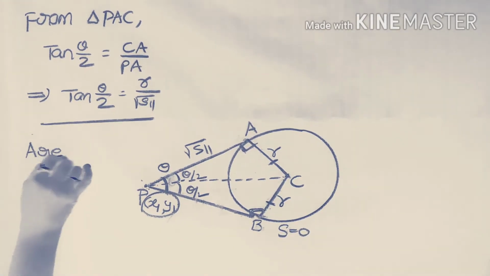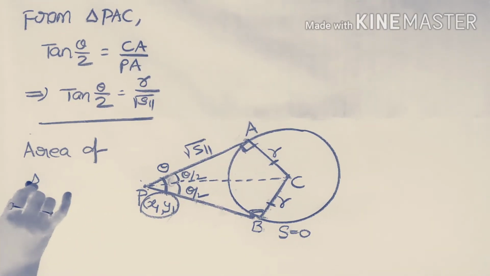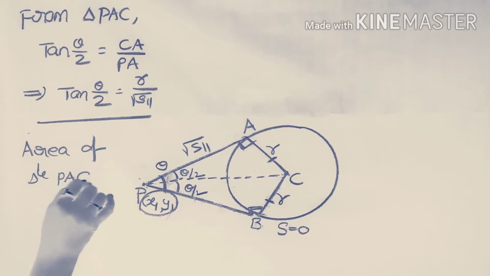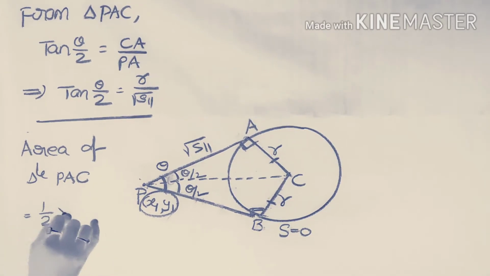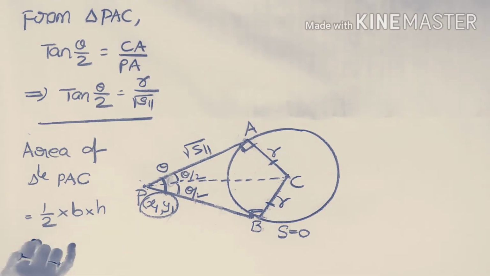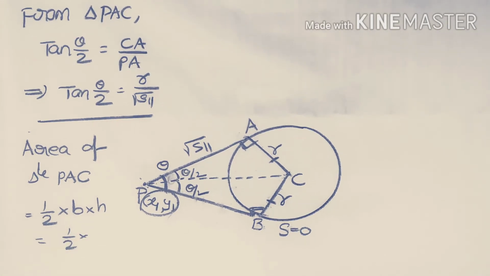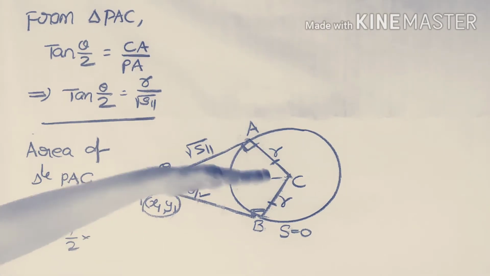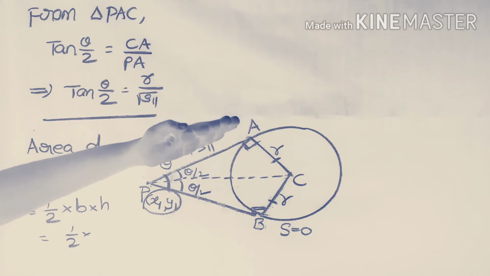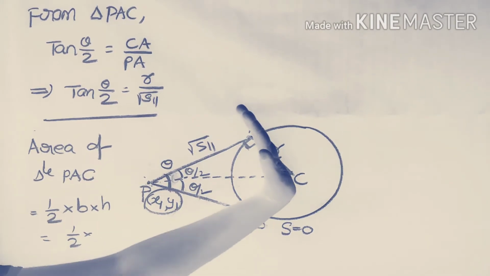And area of the triangle. Area of triangle PAC is equal to half into base into height, and this is equal to half into, since this is the right angle triangle, what is base here? Base is equal to PA and height is equal to AC.